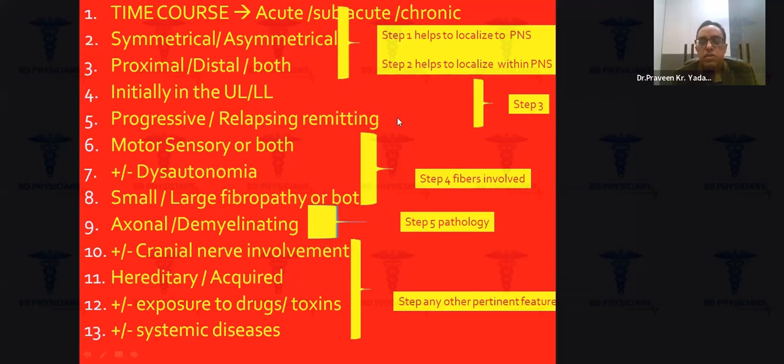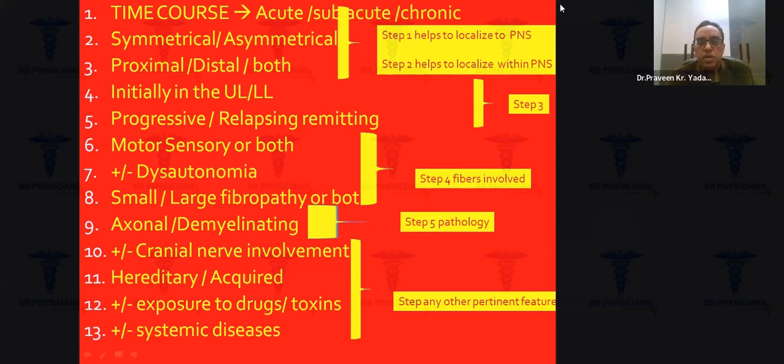First thing is the time course, or what was the onset of the neuropathy. Whether it's acute neuropathy, whether it's a subacute or chronic neuropathy. The duration for acute neuropathy is less than 4 weeks, subacute is 1 to 2 months, and chronic is more than 2 months. Now, acute neuropathy in a diabetic patient could be some severe neuropathy like mononeuritis multiplex, or it could be a Guillain-Barré syndrome, which is occurring in a diabetic patient.